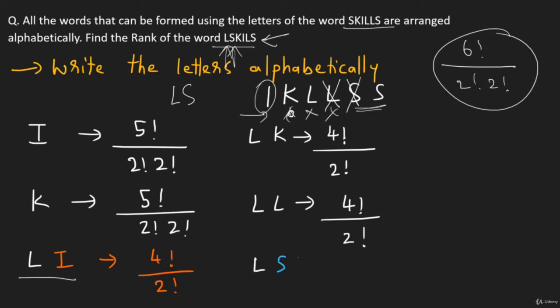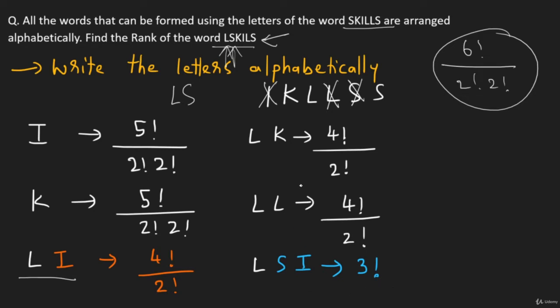So how many words can be formed with LSI? That would be 3 factorial, right? Why is that so? Let me make some space over here. What are the letters that are consumed? It is L, S and I. So I have consumed L, I have consumed S and I have consumed I. I'm left with 1, 2, 3 letters and there's no repetition. So 3 factorial words can be formed starting with LSI.